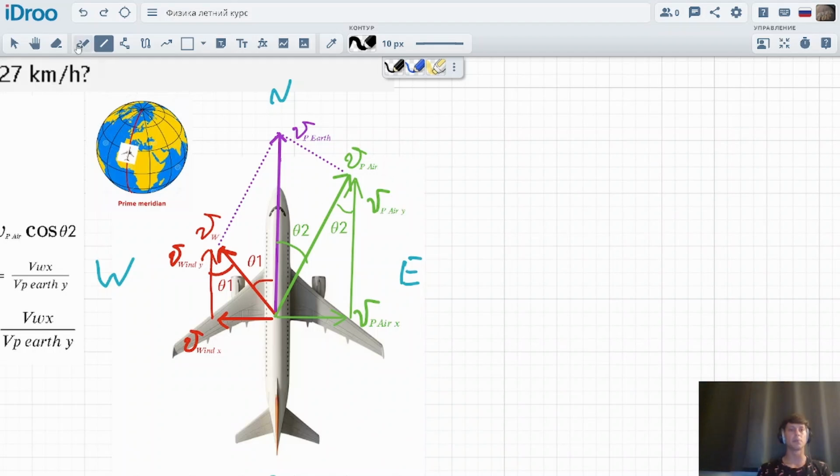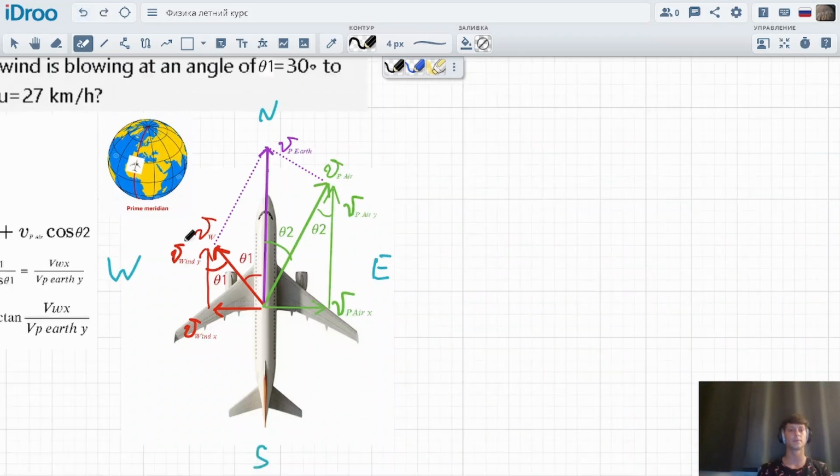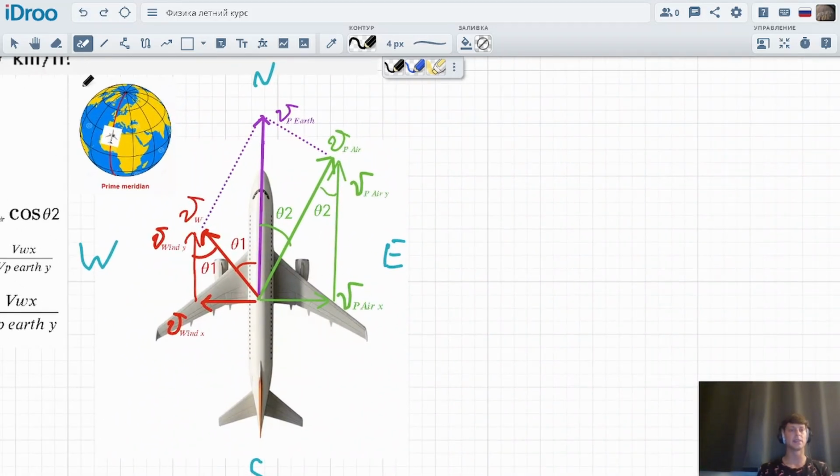The velocity of the plane relative to air is directed at some angle θ2 that we are going to find. And also we are going to find the velocity of the plane relative to air itself. So the first obvious idea is that the horizontal component of the velocity of the plane relative to air must be equal to the horizontal component of the velocity of the wind. So in this case, the plane doesn't go either west or east. It just goes exactly north.